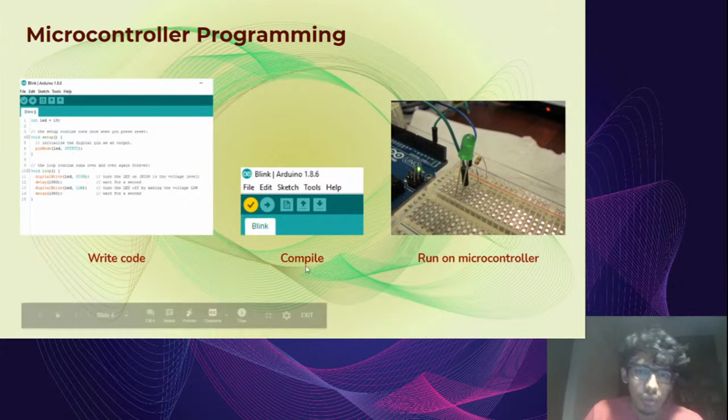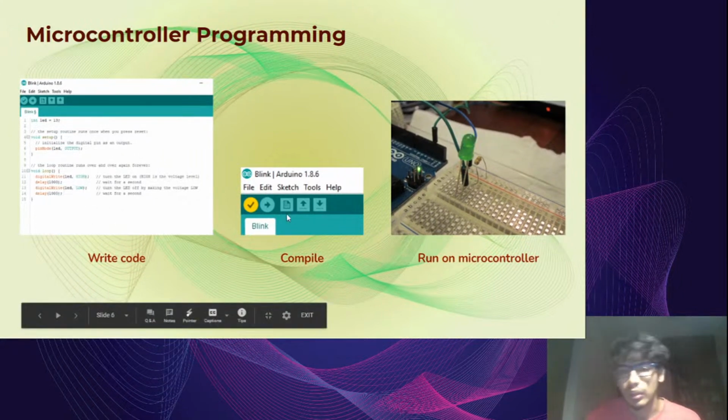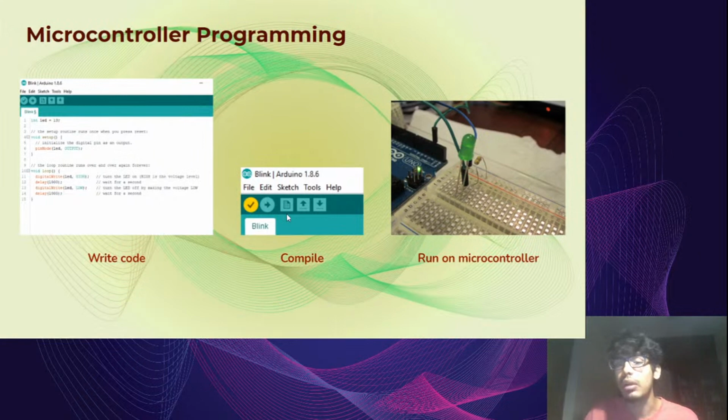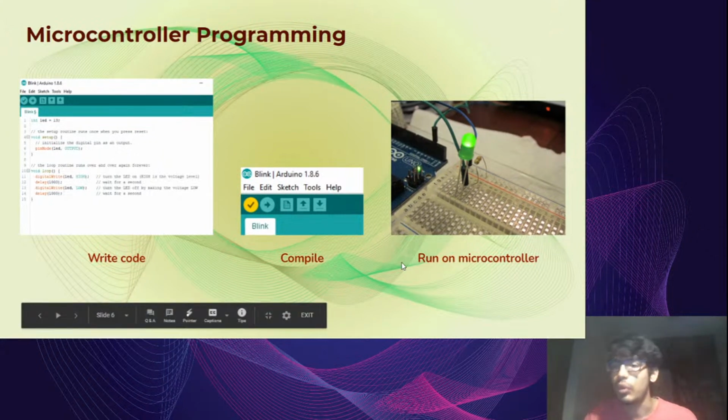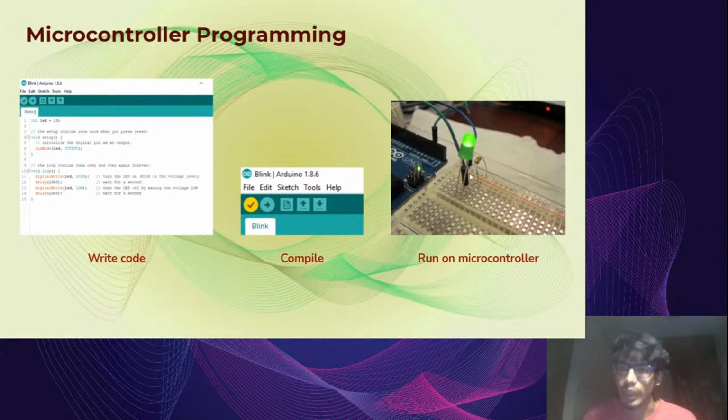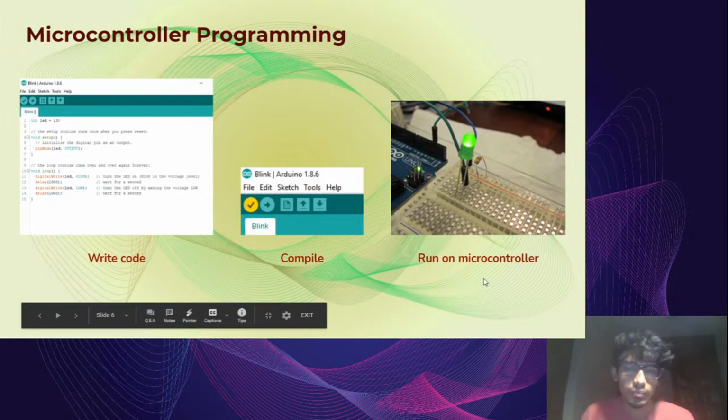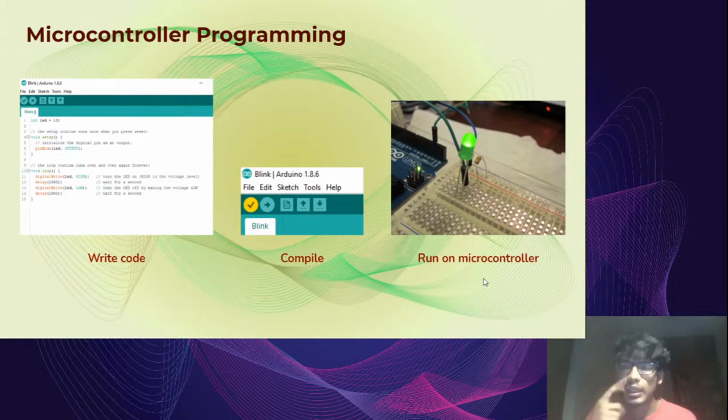And you write this code, you compile it, wherein the IDE will convert your code into binary. And this code is then transferred to your Arduino board, and it runs this program as shown on the right. Of course, you can run much more complicated programs and involve several LEDs or several sensors or in fact anything you want really.